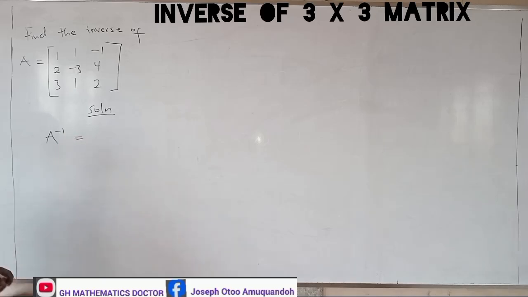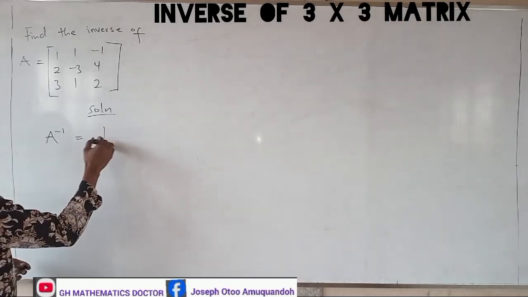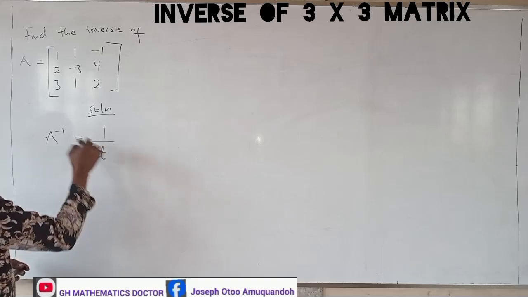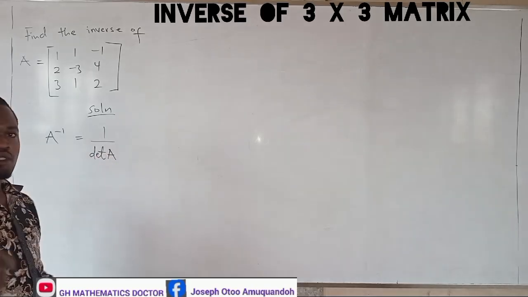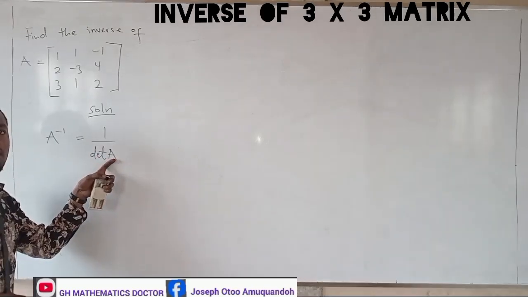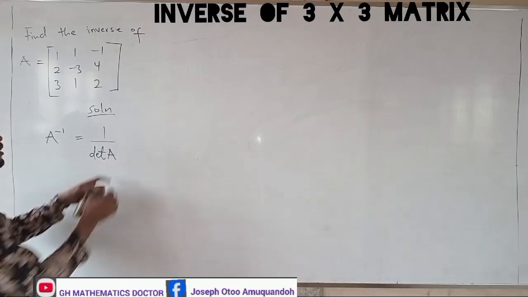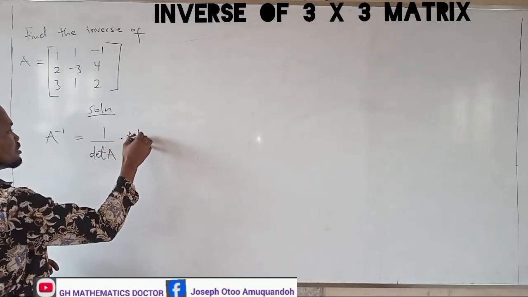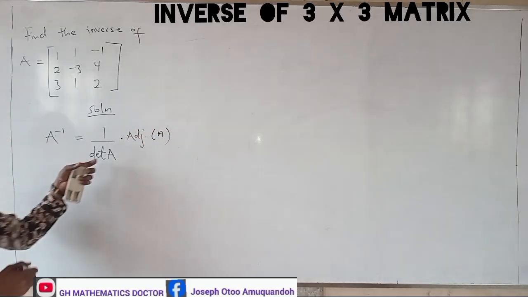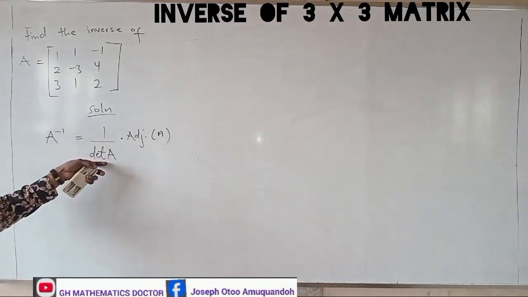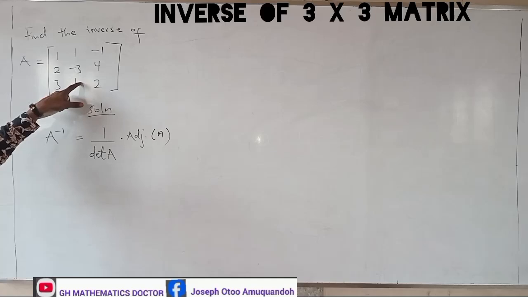We have a formula to find the inverse of any matrix. The formula is 1 over the determinant of the matrix, and this is A. So when the matrix is B, use B, whatever notation you use, that name, multiplied by the adjoint of matrix A. We are supposed to do this step by step. First we need to find the determinant of this matrix.